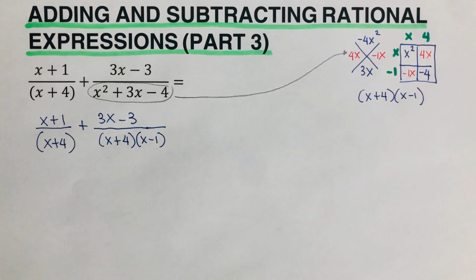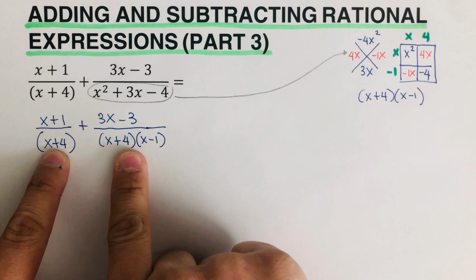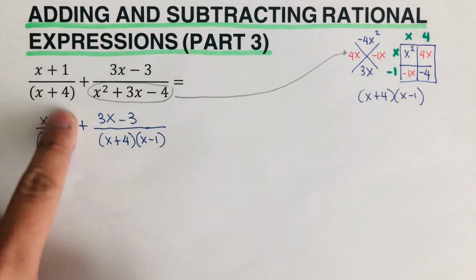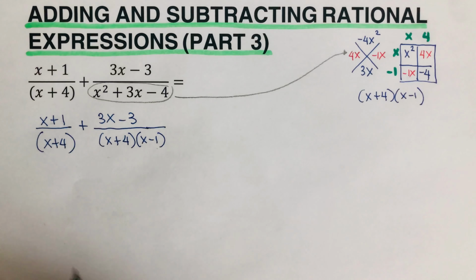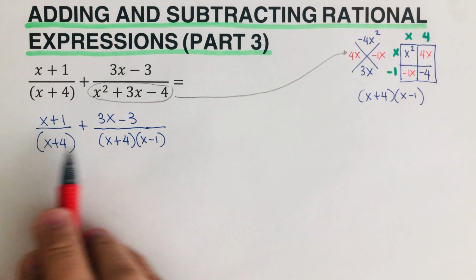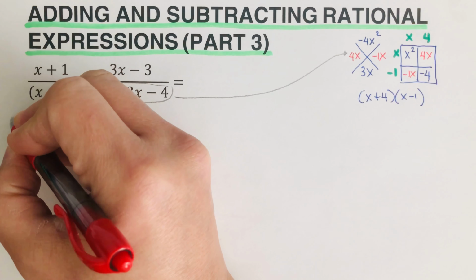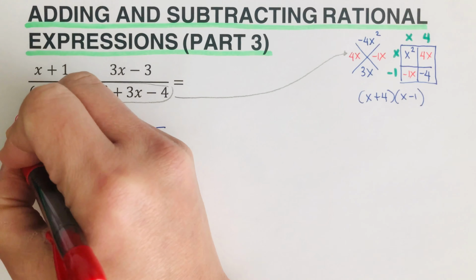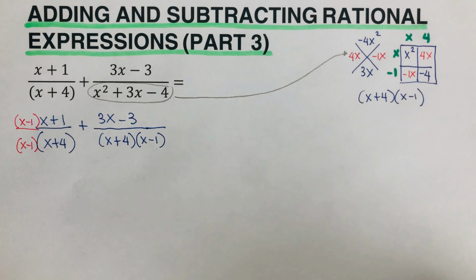Okay, we are still on the first step. We are supposed to make their denominators the same. As you can see here, again, their denominators are not the same. However, they both have x plus 4. So this first rational expression is missing the x minus 1. So what I would do is multiply both the numerator and the denominator by whatever is missing, which is x minus 1. So I will multiply this numerator right here by x minus 1, and at the same time the denominator by x minus 1, so that we can make their denominators even.